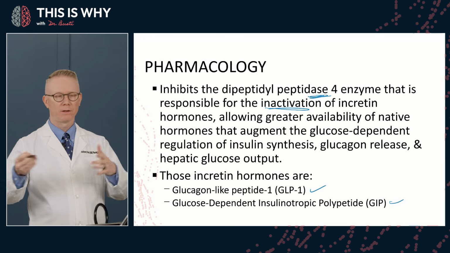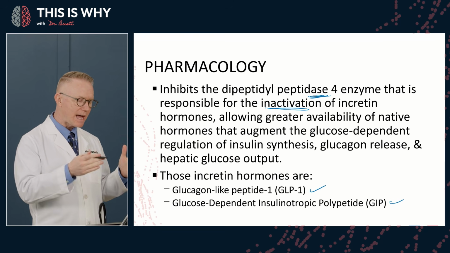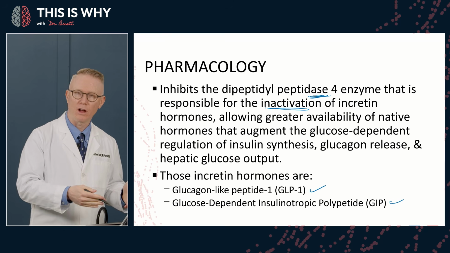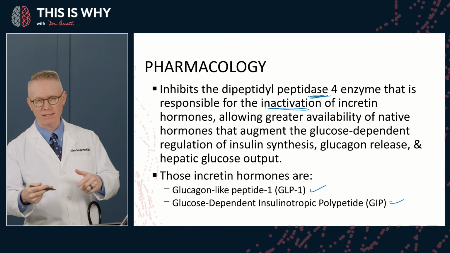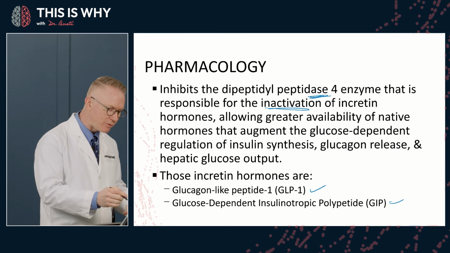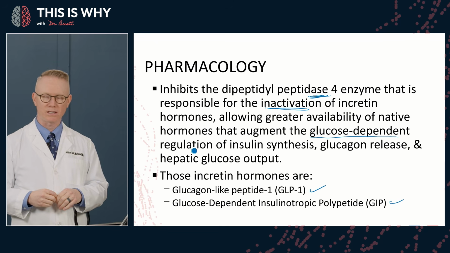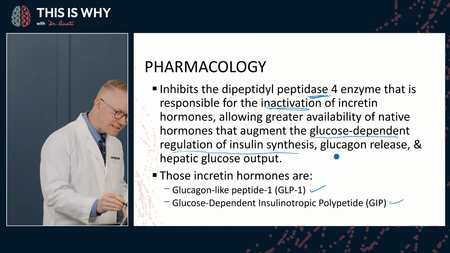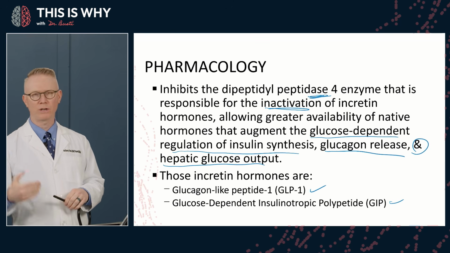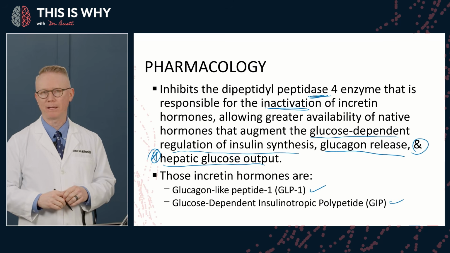Both of those are similar in what they do, right? But those are the two main incretins that are allowed to be around longer. So this drug is blocking the enzyme that would normally metabolize those things. And so what you're left with is it augments glucose-dependent regulation of insulin synthesis, glucagon release, and hepatic glucose output, also known as hepatogluconeogenesis. This is the one that metformin targets predominantly, okay?